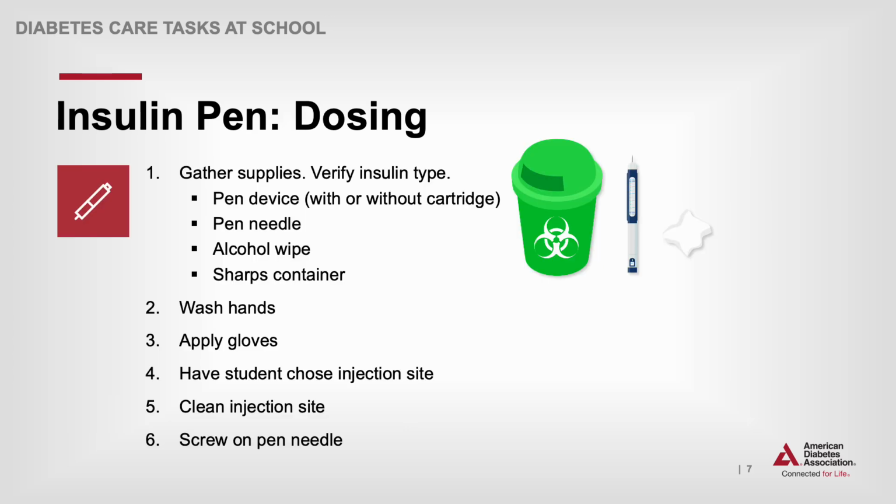Here are the steps for administering insulin with an insulin pen device. Number 1, gather your supplies. You will need the pen device with an insulin cartridge, pen needle, alcohol wipe, and a sharps container. Number 2, wash your hands. Number 3, apply your gloves. Number 4, choose injection site. Number 5, clean the area where you plan to give the injection. Number 6, screw the pen needle onto the pen device.